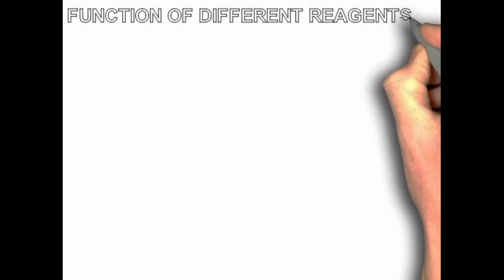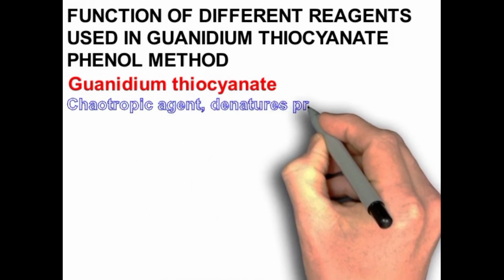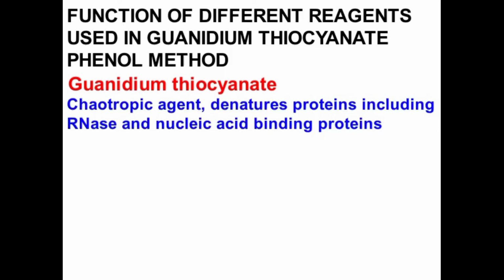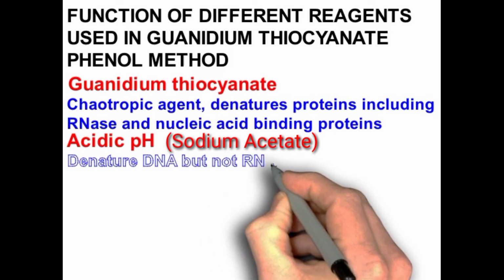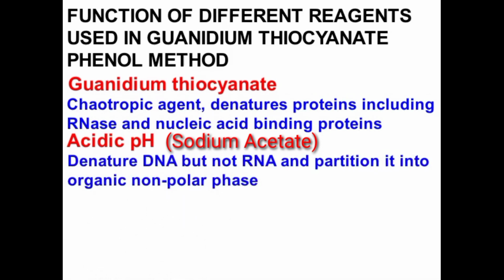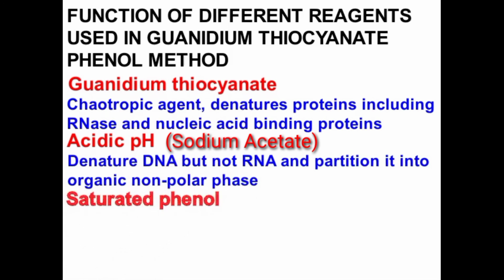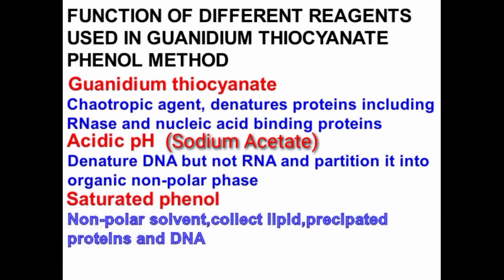Functions of different reagents used in guanidium thiocyanate phenol method. Guanidium thiocyanate, a chaotropic agent, denatures proteins including RNase and nucleic acid binding proteins. Acidic pH, sodium acetate, denatures DNA but not RNA and partitions it into the organic nonpolar phase. Saturated phenol, a nonpolar solvent, collects lipids, precipitated protein and DNA.